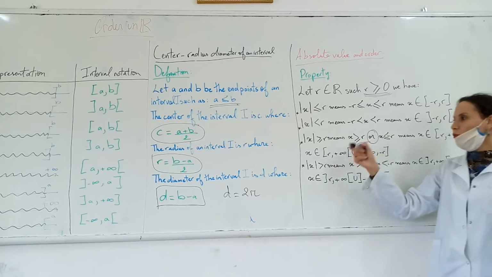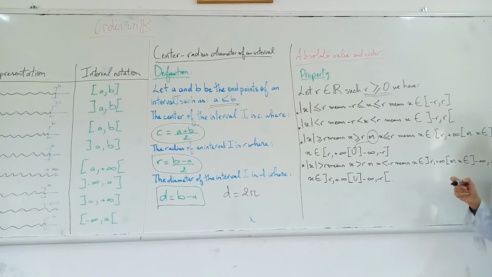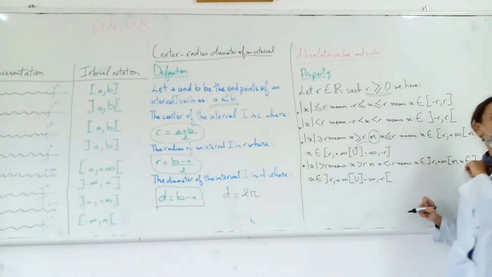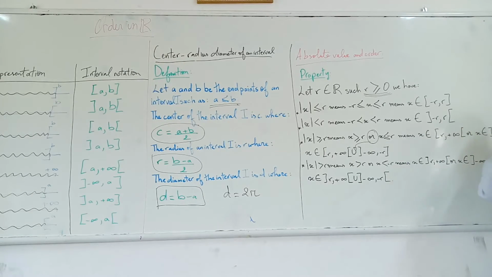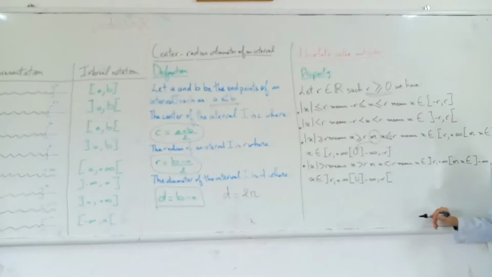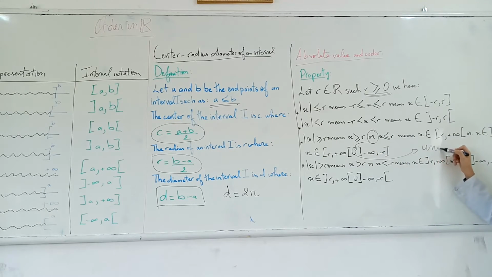X belongs to [R, plus infinity) if X bigger or equal R, or X less than or equal to minus R, so X belongs to minus infinity, minus R. Both of them: X belongs to [R, plus infinity) union minus infinity, minus R. The symbol is union.